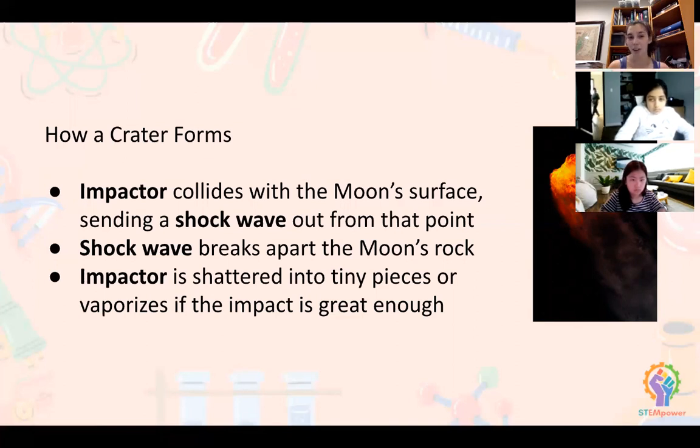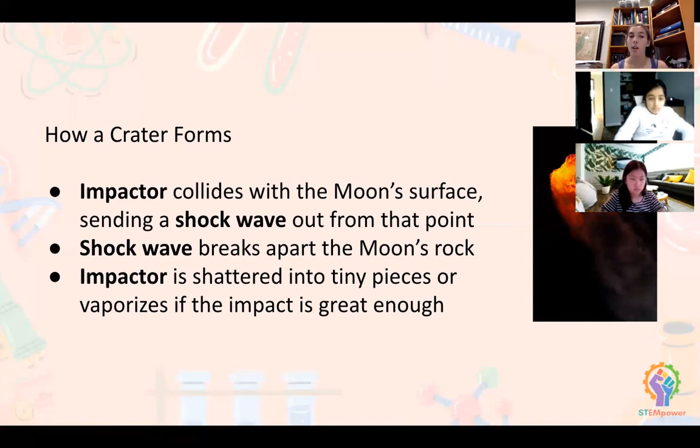So how the craters form, the impactor, or the rock itself, collides with the moon's surface, sending a shock wave out from that point. So the hole gets bigger, and the shock wave breaks apart the moon's rock, and that's why there is the actual hole instead of just hitting and bouncing off. It sticks and it destroys part of the surface.